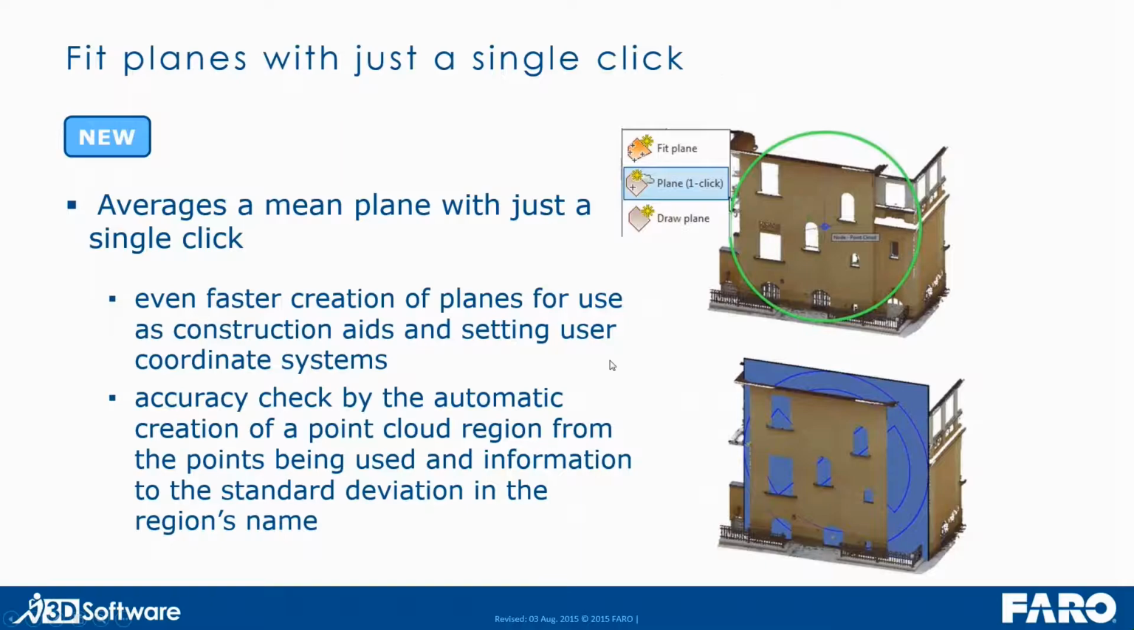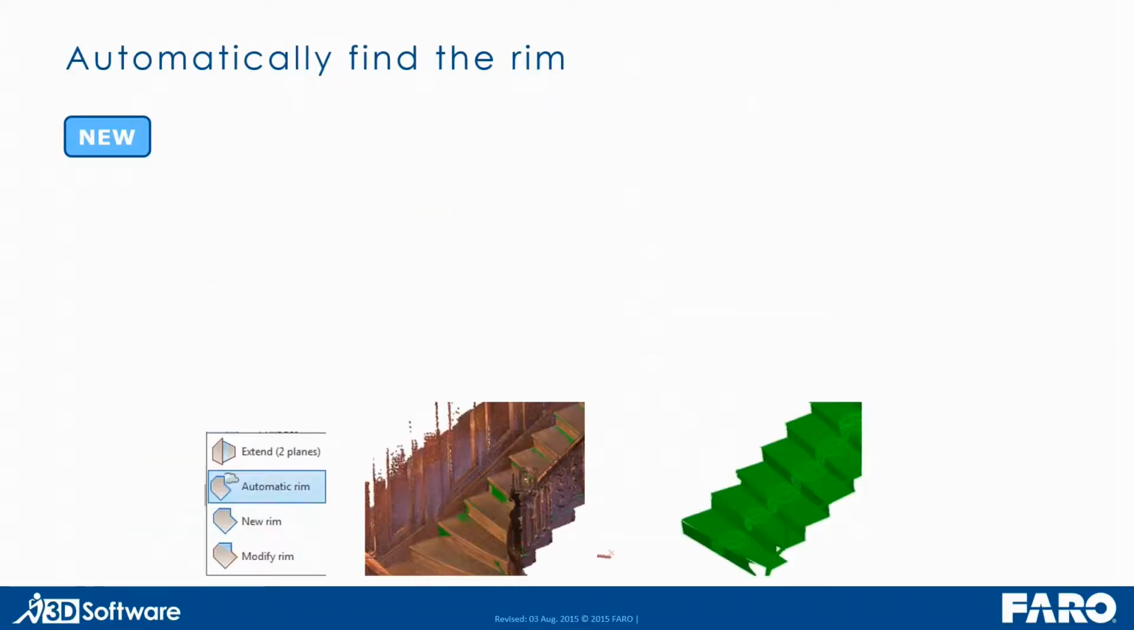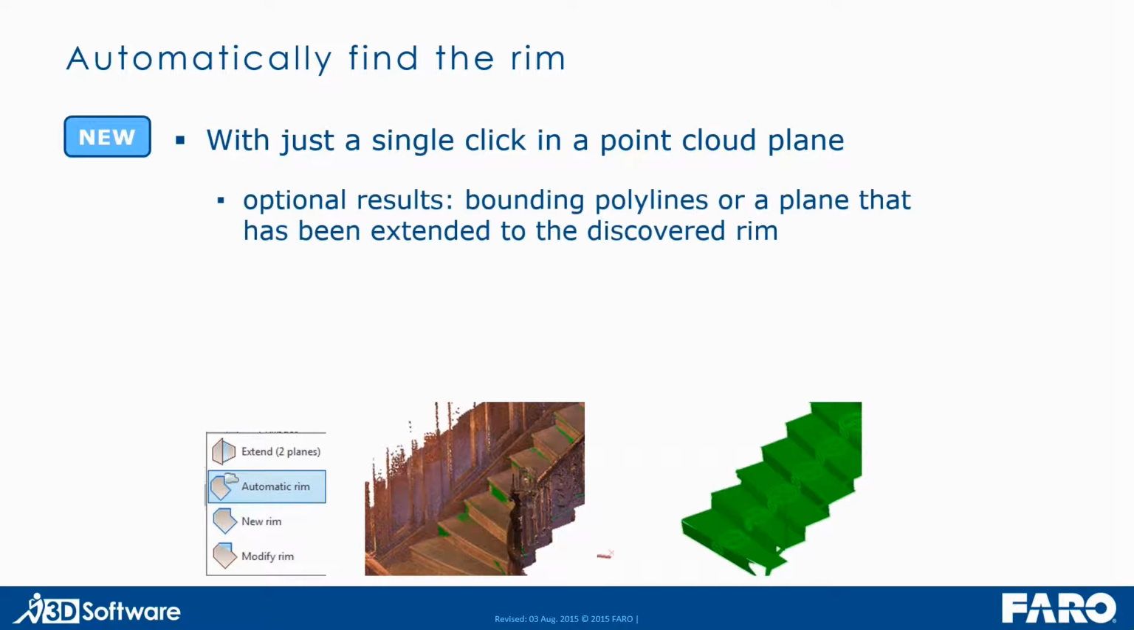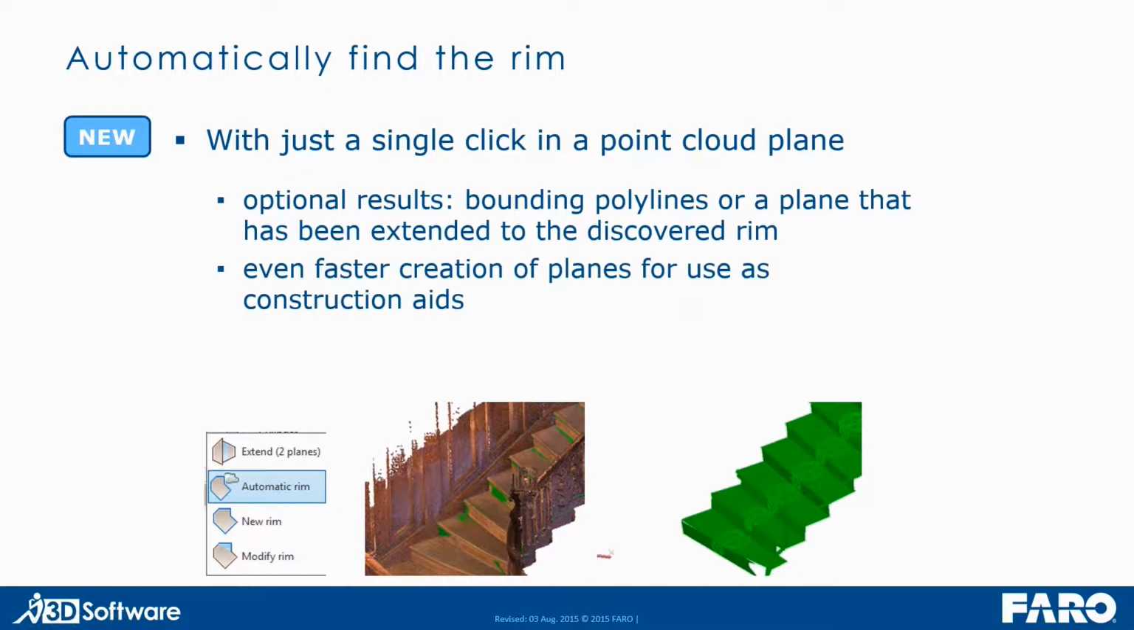All right. We have a few more new functionality in PointSense Heritage. One of them is the option to automatically find the rim of a planar face with just one single click in the point cloud plane. We have the option to either create a plane or just the outline, the bounding polyline of the plane. So we can create it very fast, and we can also use it as surfaces for drawing on and for modeling. And to quickly create plan drawings.